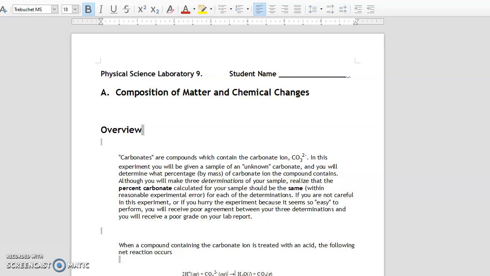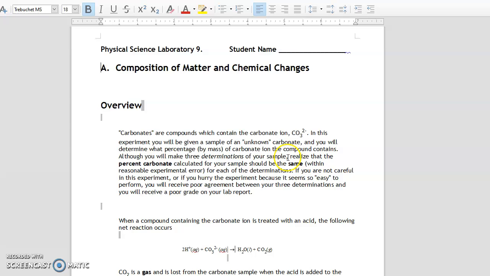The material that we're going to be using in these studies is carbonates. The carbonate ion is CO3 2-. And in this experiment, I'm going to be giving you 3 different samples for you to determine the percent carbonate in. I'm actually going to be giving you the data for that. And what I want you to see, and I will work through specifically one of them so you can see how it would be done if you were doing it all yourself.